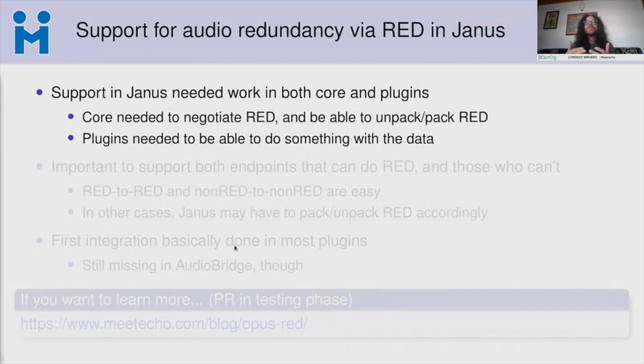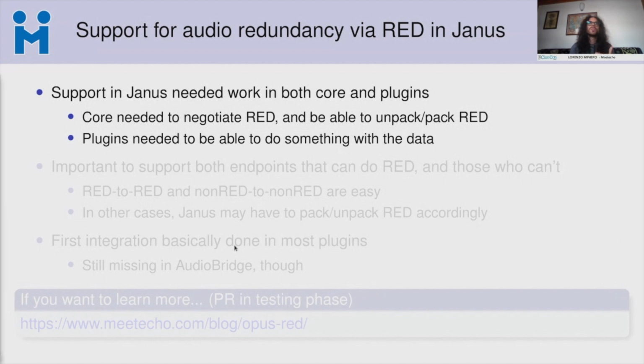And that's what I eventually started experimenting with in Janus as well. So I wanted to add support for RED in Janus as well, which, of course, was a bit problematic, mostly because of the modular nature of Janus, which means that different plugins may handle the negotiation differently, and different plugins may handle media differently as well. And I'll spend a couple of words about this in a minute.